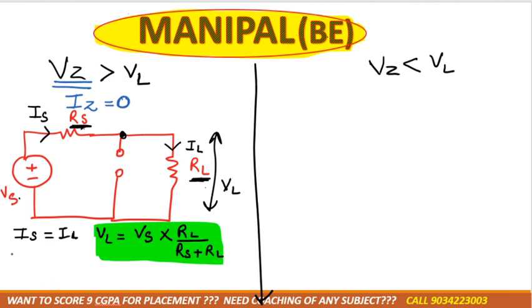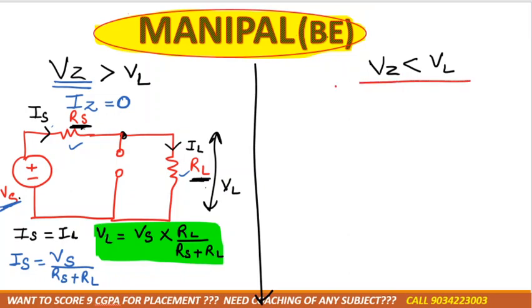Next, we need to calculate IS. According to Ohm's law, I is equal to V by R. The total voltage is how much? Vs. And the total resistance is how much? Rs plus RL. Understood? Okay. Now we'll see the next condition.